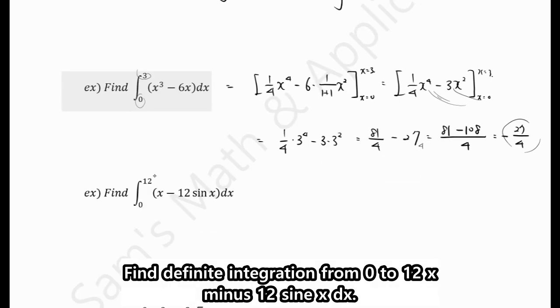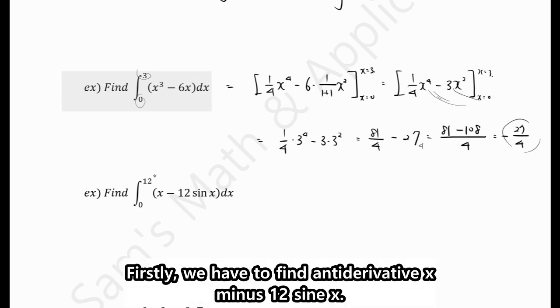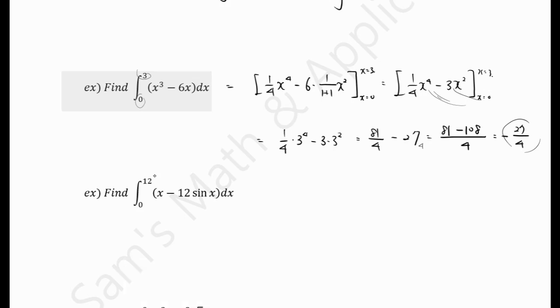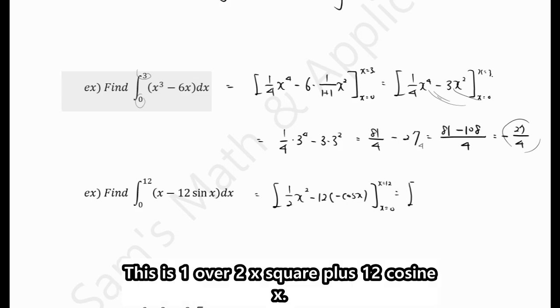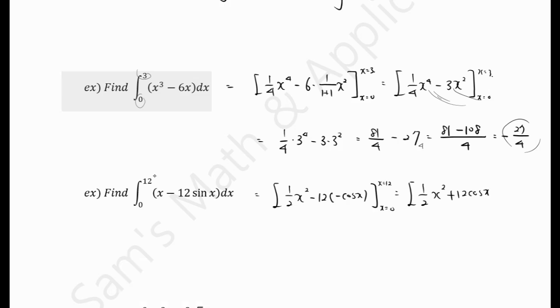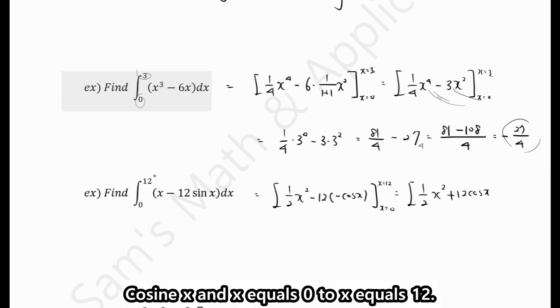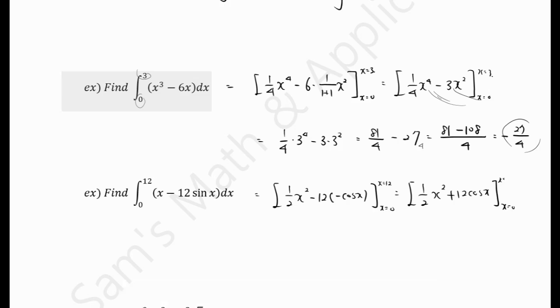The next example is also a definite integral. Find the definite integral from 0 to 12 of x minus 12 sine x dx. Firstly, we have to find the antiderivative of x minus 12 sine x. This is 1 over 2 x squared minus 12 times minus cosine x, which is 1 over 2 x squared plus 12 cosine x, from x equals 0 to x equals 12.